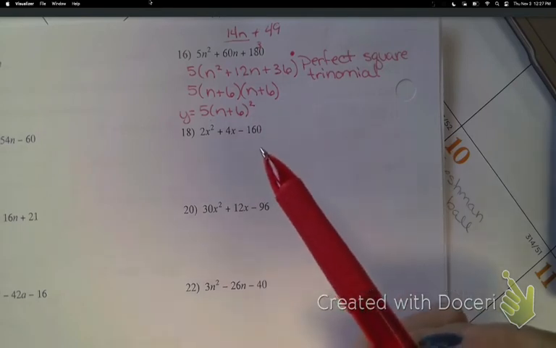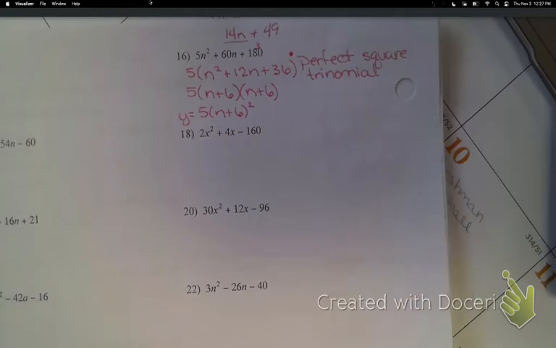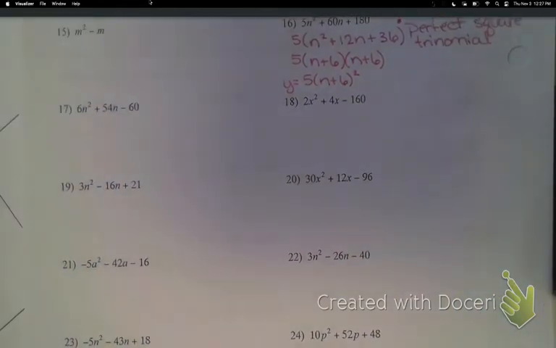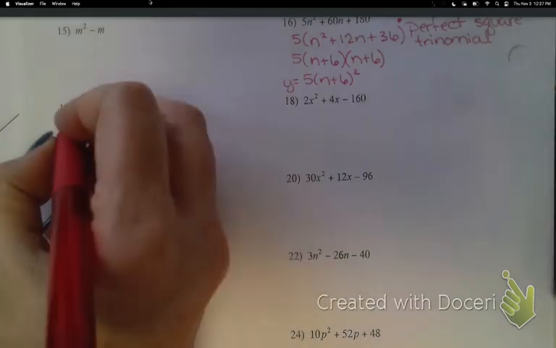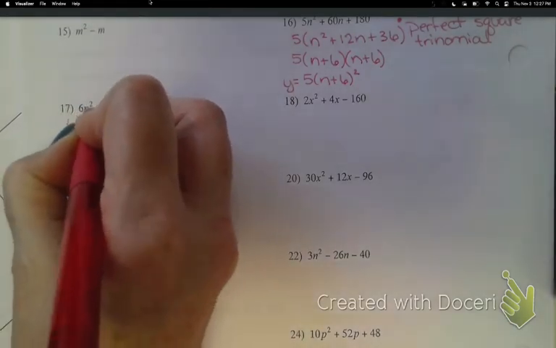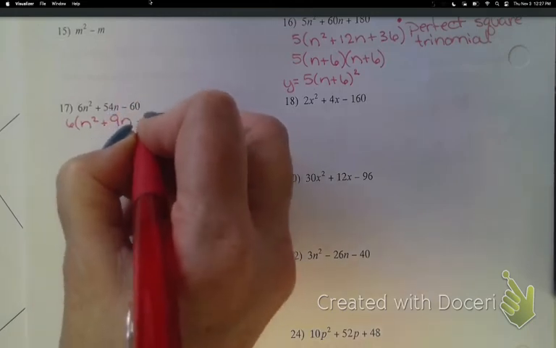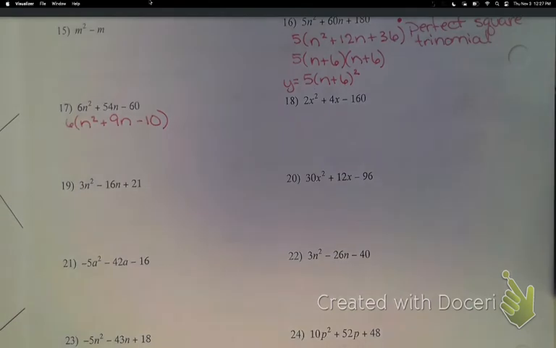Okay, 17. What should I do with 17 first? Take out a 6. Factor 6. Yeah. Okay. So n squared plus 9n minus 10. I'm not going to do any more because I just wanted to make sure you are going to go back and finish that yourself. Got it?